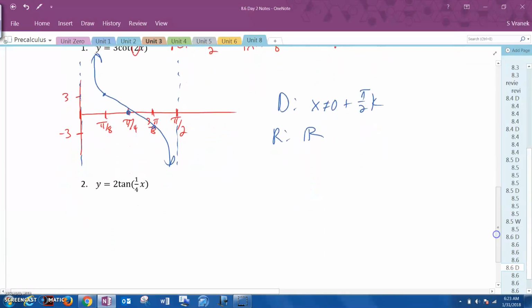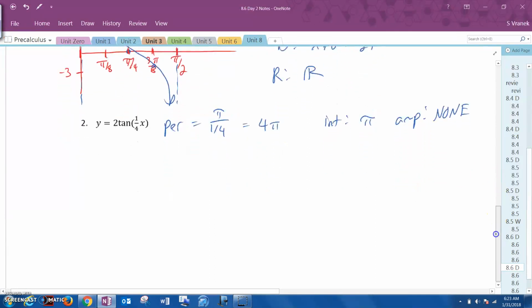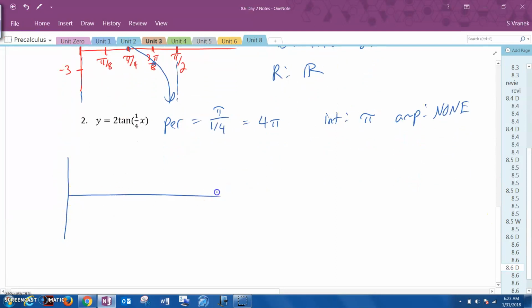Alright, now we have a tangent graph with a period. We have to figure out what the period is. It's pi over 1/4, which actually ends up being 4 pi for the period, which means my interval is pi. So let's graph this. Oh, and I like to always state that the amplitude is none, so you don't forget that. So we graph it just like before. At every tick mark now is a pi. Okay, this is now a 2 and a -2.